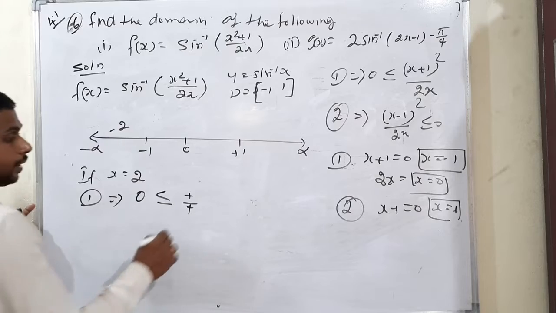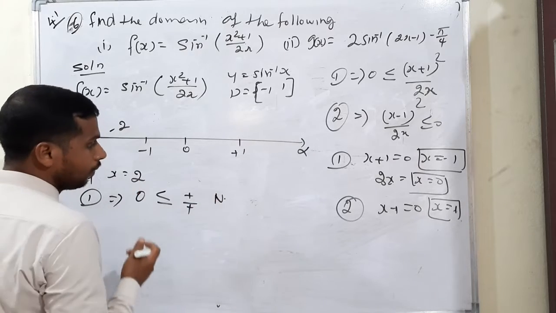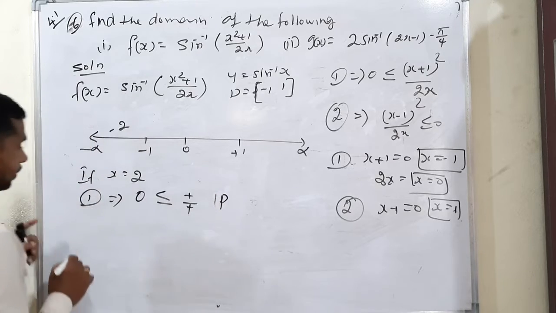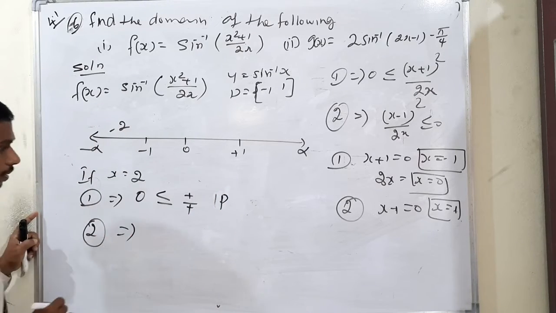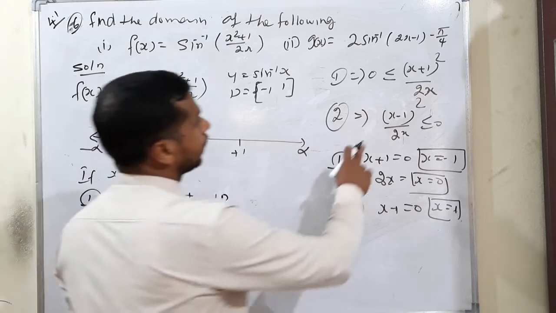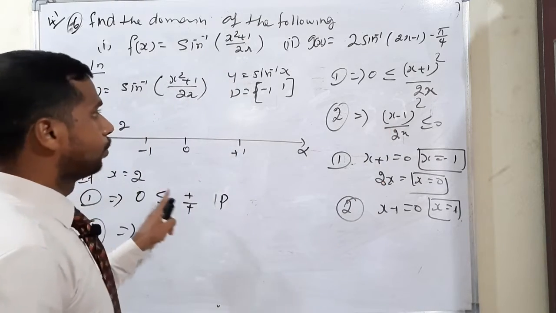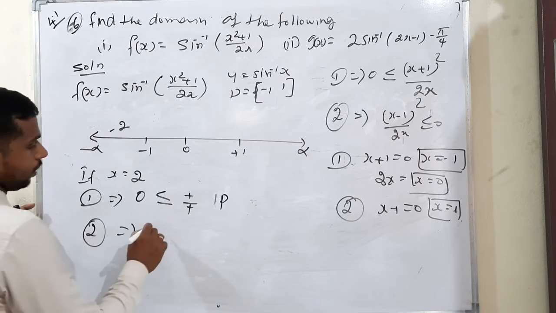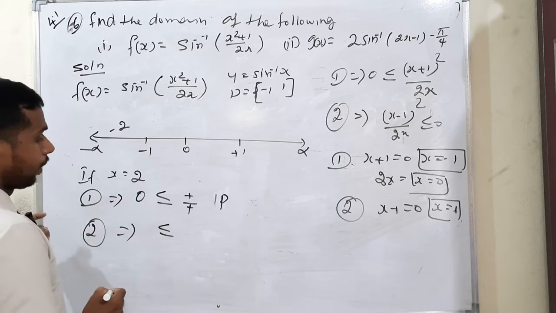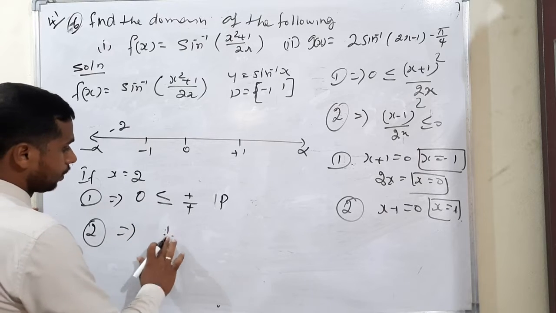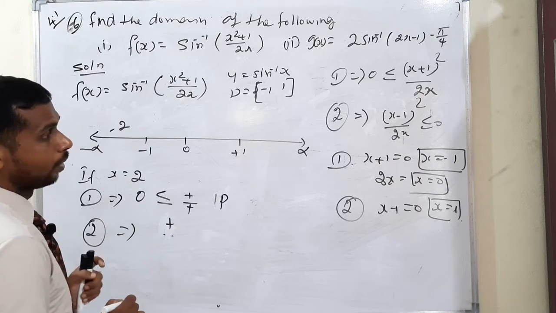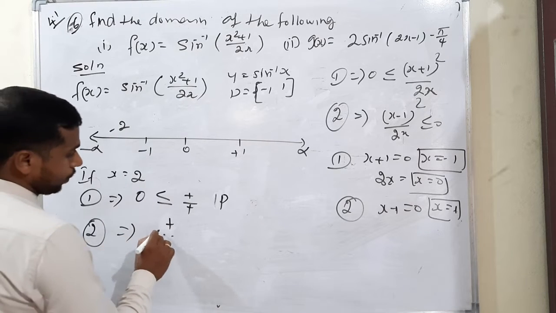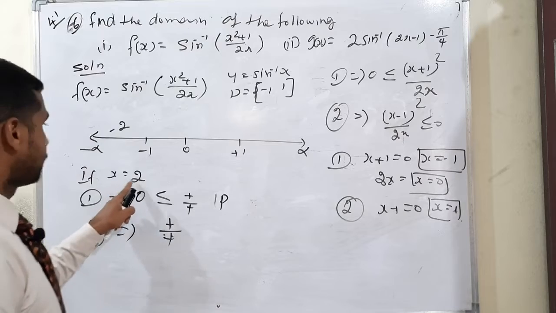So definitely the first case is possible, we can write it. But the second case, we can look at there. So positive 2 means 2 minus 1 the whole square, 1 divided by 2. So 1 divided by 2 means a positive value, isn't it? Then divided by 2 is also positive, isn't it?